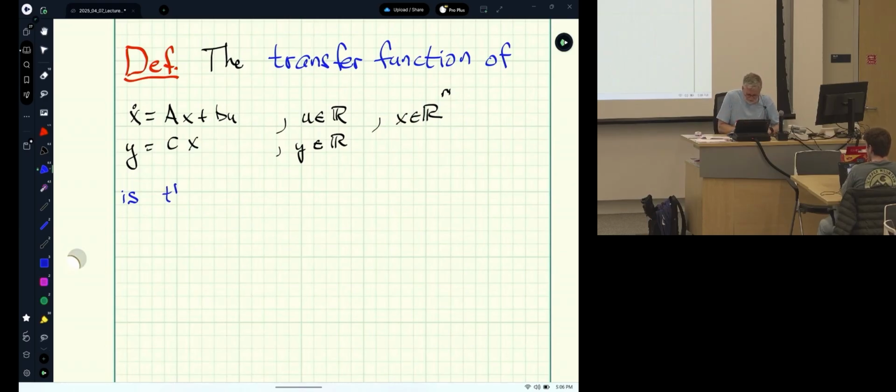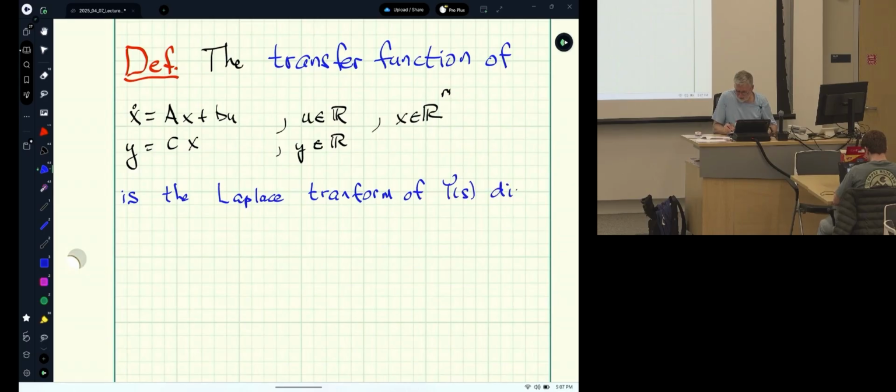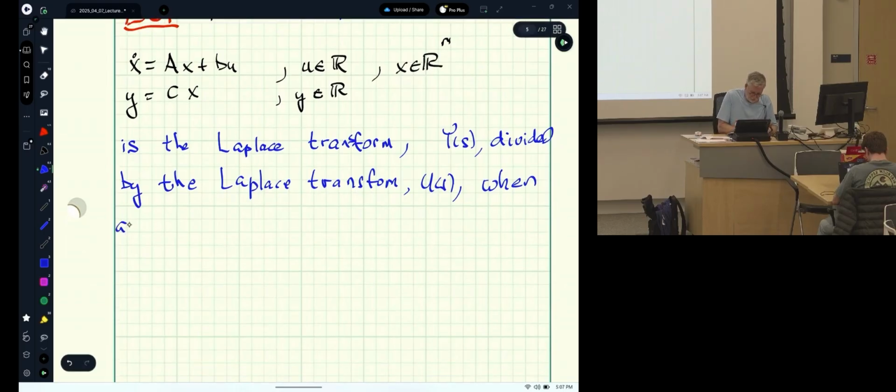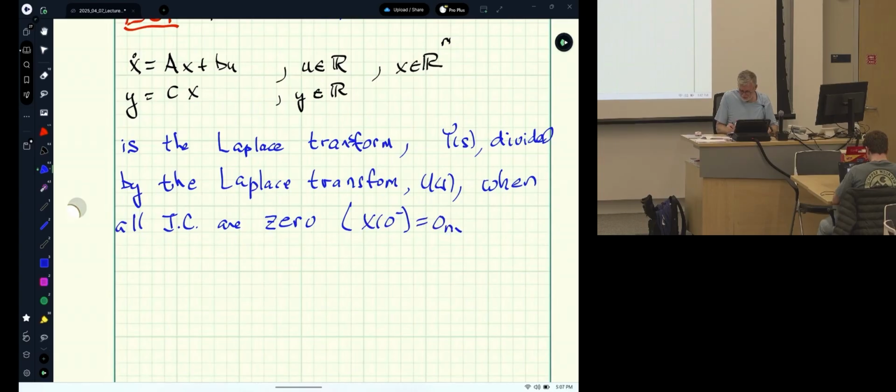Is the Laplace transform of y of s divided by the Laplace transform of u of s when all initial conditions are zero. X of 0 minus equals 0, n comma 1.